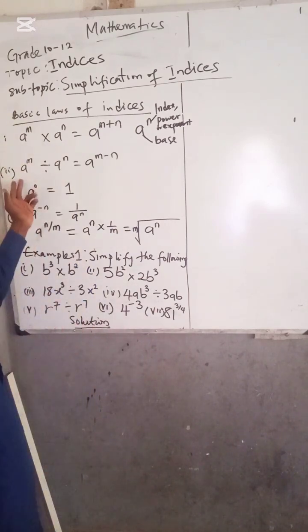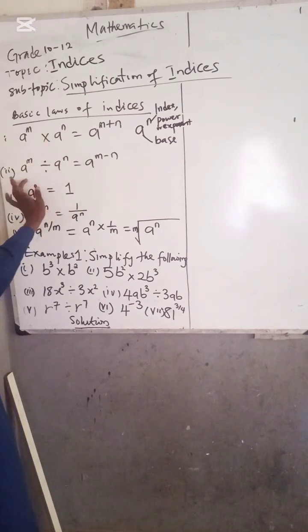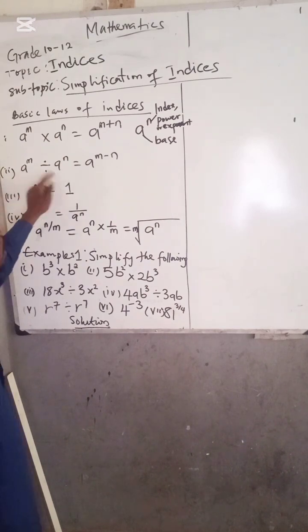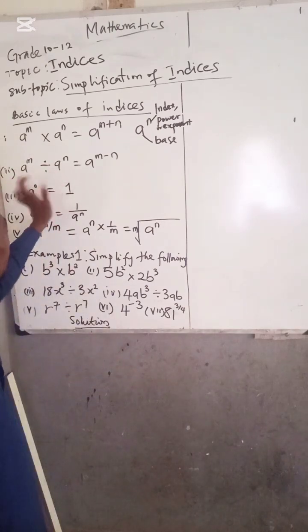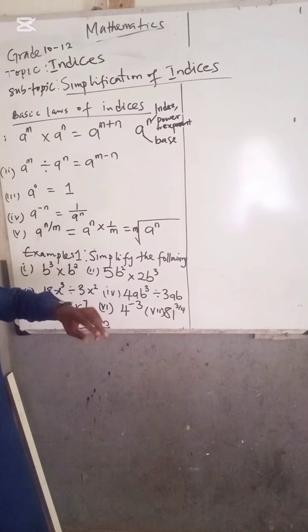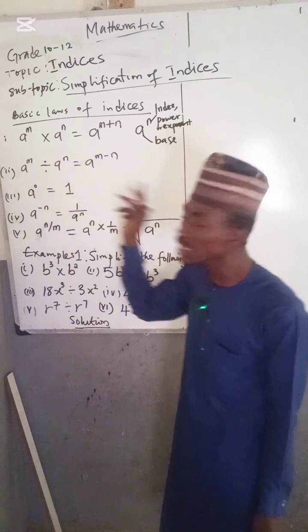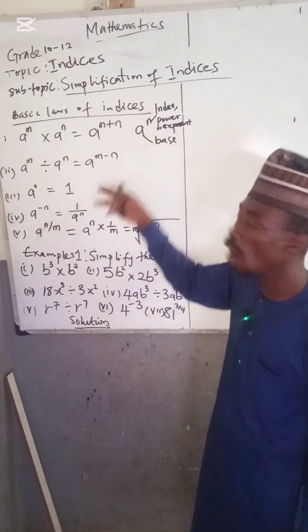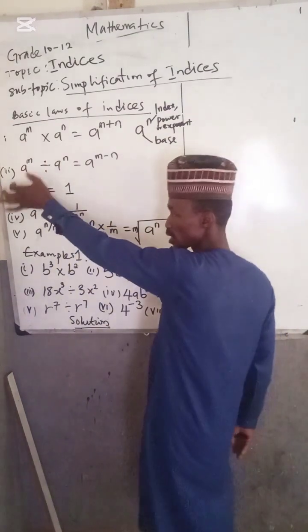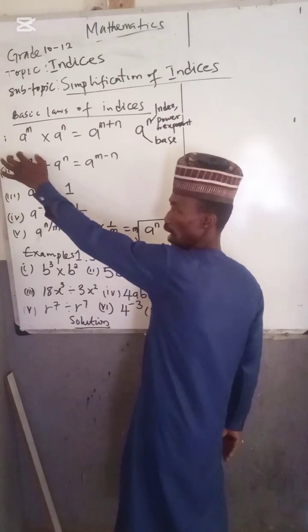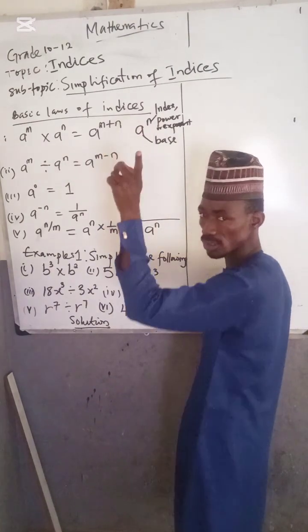Now, the second one is saying that a raised to power m divided by a raised to power n. Now, look at it. They have the same base, a, a, a. But the law is saying here that when same base numbers are dividing one another, pick one of the bases and subtract their power from each other in this order. What am I saying? Look at this. The first number here is a raised to power m. So when you are writing it in index form, the power of m should come first.